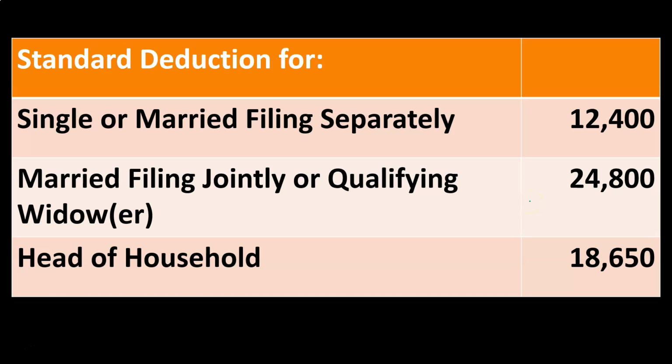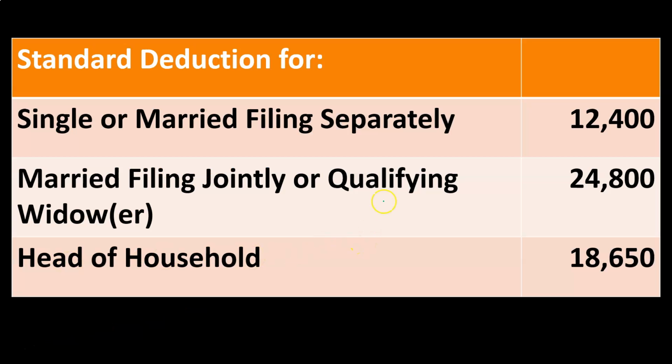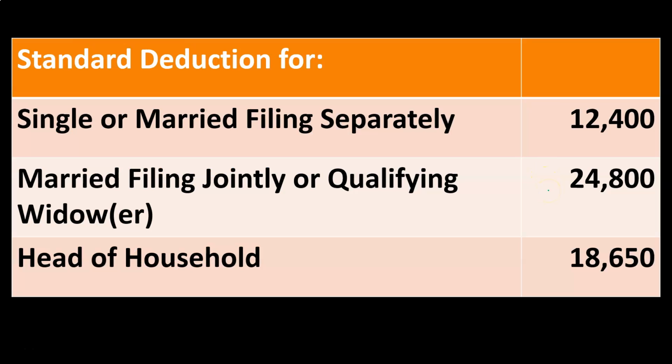So this is the general rule. Then you can tack on if someone is over 65 or blind. So the standard deduction increases for people who are age 65 or older or blind. If married filing joint, there's an added $1,300; single or head of household, an added $1,650. So if you're married filing joint here, you'd be adding another $1,300 to the $24,800. So if you're doing tax returns for people who are older, like retired folks, then you want to keep that in mind, of course.